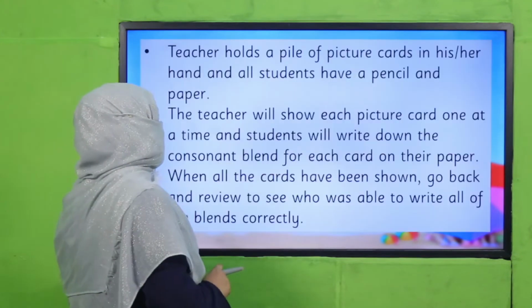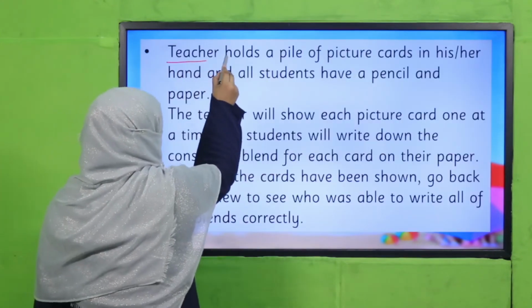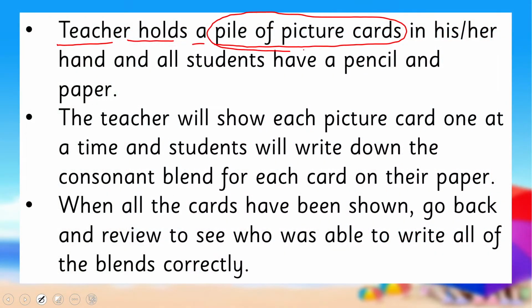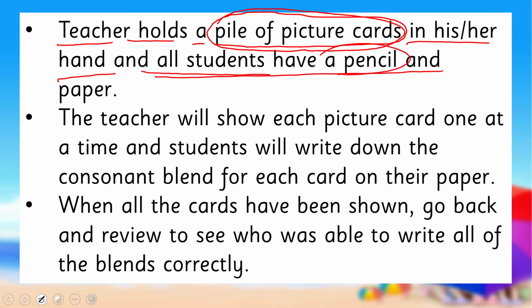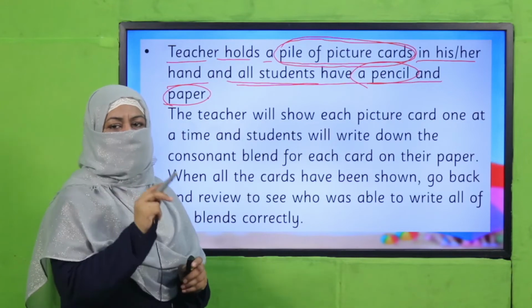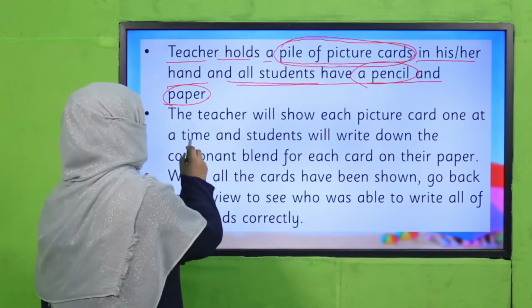So what the activity is, your teacher is going to hold a pile of picture cards. Okay, teacher, you have already prepared picture cards. So you'll show all, and make sure all students have a pencil and a paper. Okay, so teacher is having a pile of cards and all of you are having paper and pencil. So what is the next step?